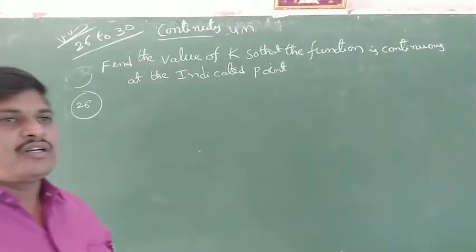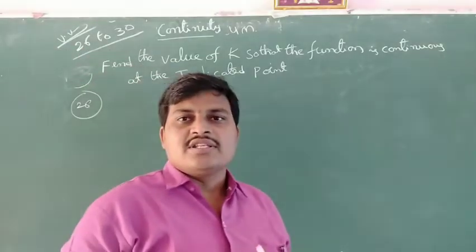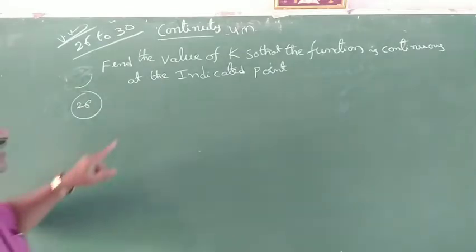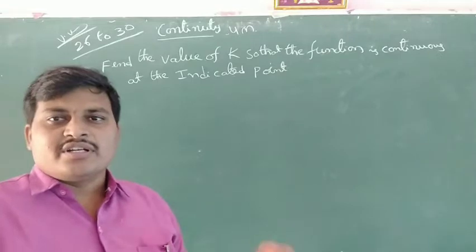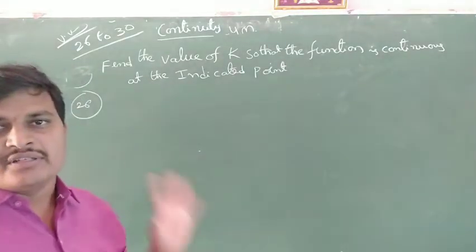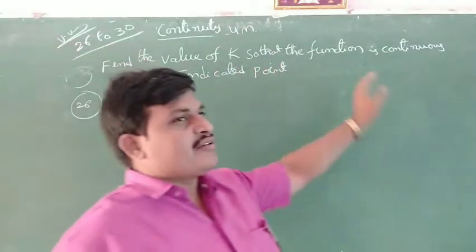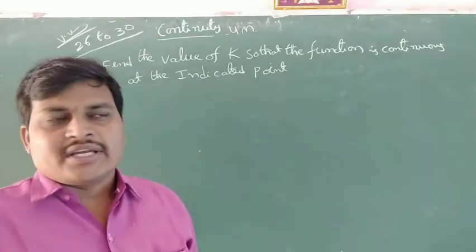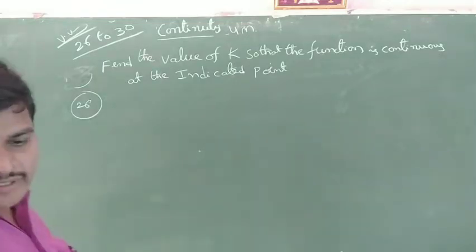Continuous means what? LHL is equal to RHL is equal to f of a. The three conditions are equal. The given function is a continuous function, otherwise a discontinuous function. Already the given functions are continuous functions, means LHL is equal to RHL. So, 26th problem, very important problem.